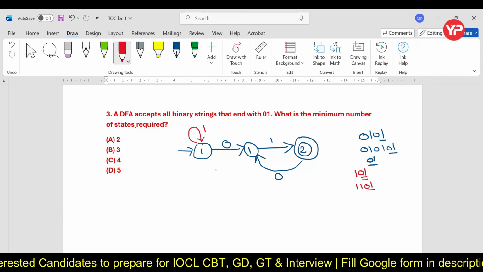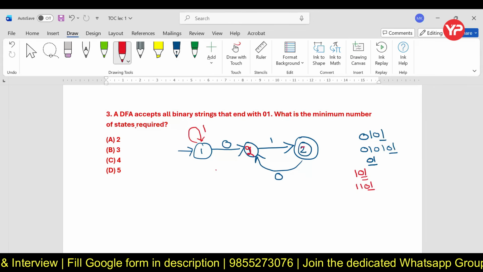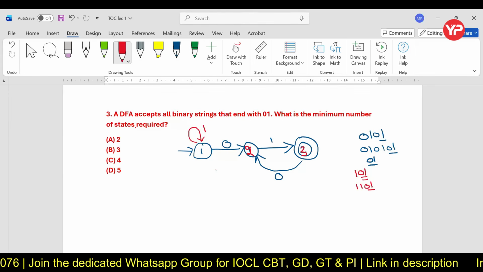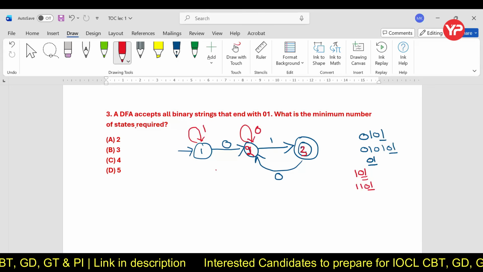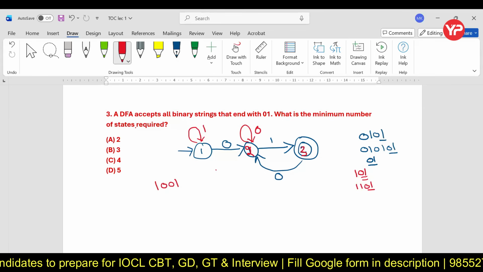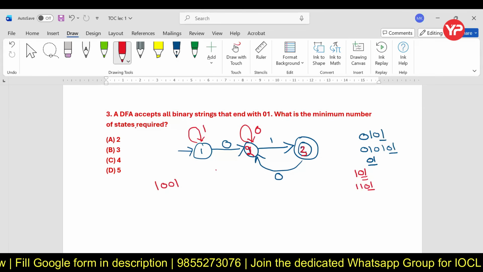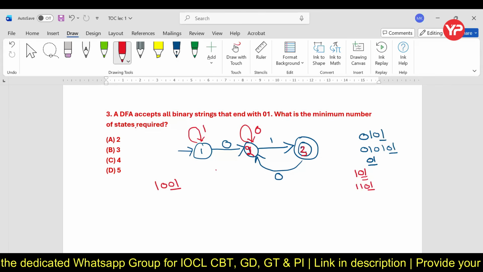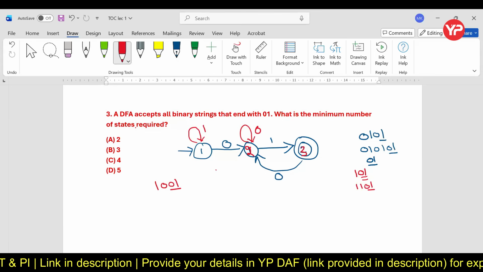Now see, my dear students, at state number 1, we already gave the transitions of 1 and 0. This is my state number 2, this is my state number 3. At state number 2, I already have a transition of 1, but what about 0? If any 0 came, you have to make it a self loop. Why? Because the string may be 1001, that is 1, 0, 0 and 1, right? So in this way, it is also a right string which ends with 0, 1. So I completed state number 1 and state number 2.